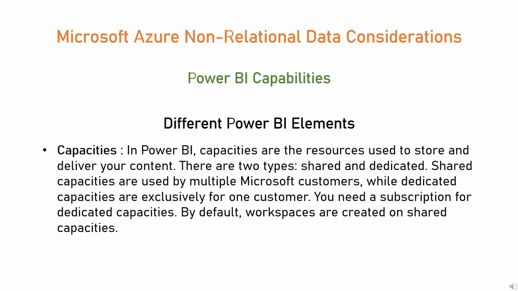Different Power BI elements. Capacities. In Power BI, capacities are the resources used to store and deliver your content. There are two types: shared and dedicated. Shared capacities are used by multiple Microsoft customers, while dedicated capacities are exclusively for one customer. You need a subscription for dedicated capacities. By default, workspaces are created on shared capacities.